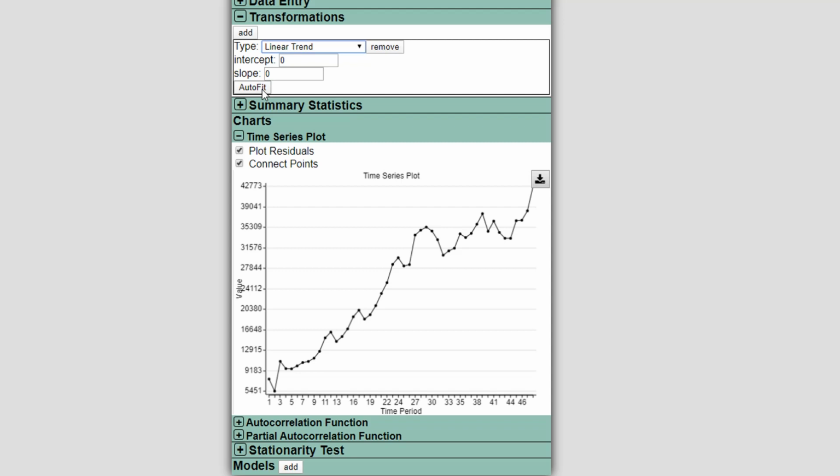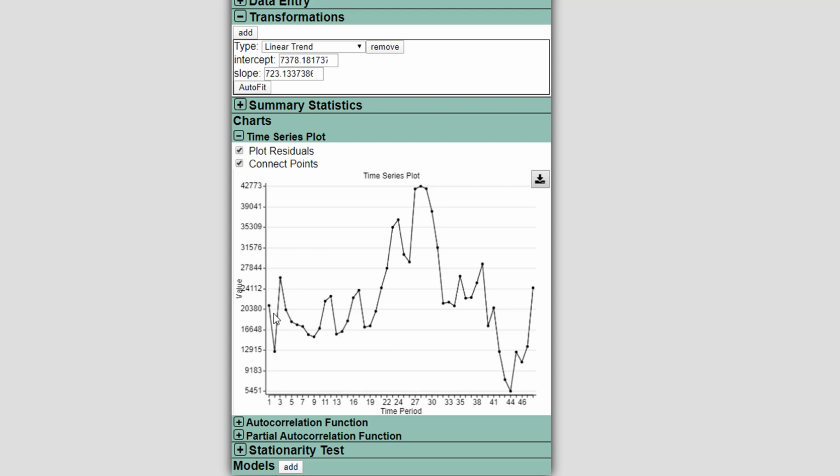Since I've already clicked plot residuals, the residuals are going to be shown. The residuals are the original data points if I have no transformation, so checking or unchecking it doesn't change things. But if I click plot residuals and I autofit, you're going to see this change completely. Now I have things zigging and zagging, but it stays pretty level. It zigs and zags less in some places and more in other places. We can see whether the variance is changing and see the results of the stationary test.